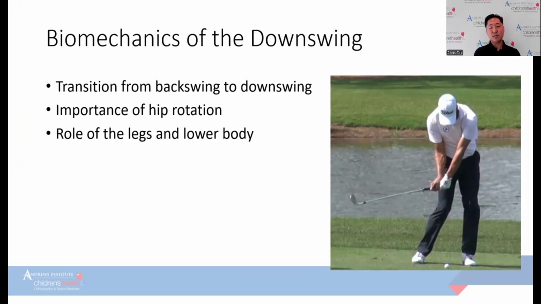And of course, the importance of the hip rotation: the hip really needs to lead the motion and then rotate towards the target. This can potentially generate massive amounts of power. In the role of the legs and lower body, the weight shift actually starts to happen. And as the weight shift happens, it will move toward the front foot this time, and then the knee will drive towards the target.